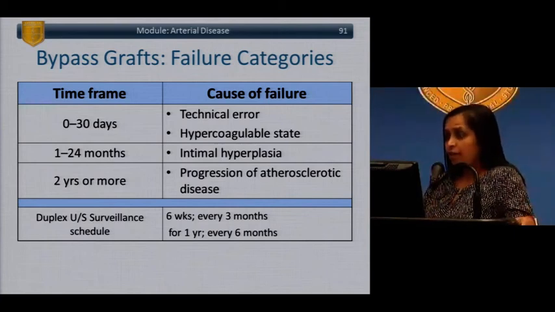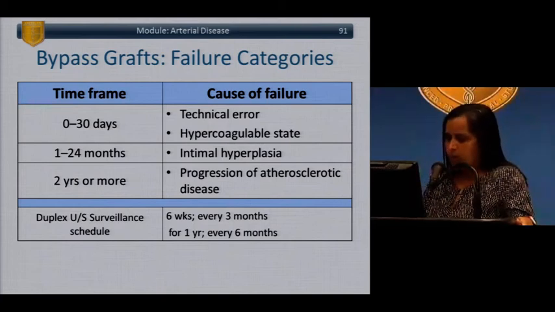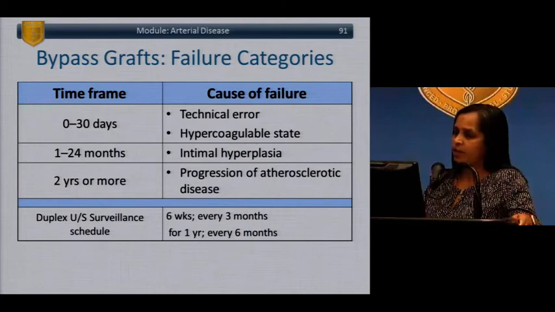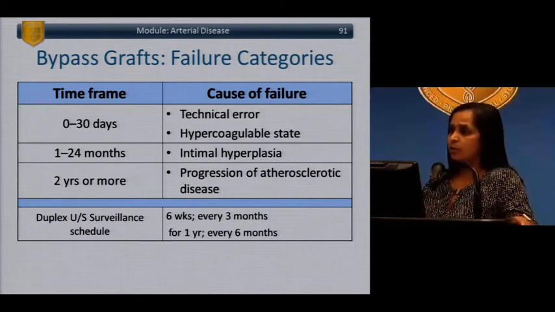Bypass grafts can fail. The time frame of the failure is related to different causes typically. So early graft failure, which we typically define as within 30 days, is most commonly a technical error, and when it's not a technical error and we can't find a technical error, it's related to some sort of hypercoagulable state in patients.